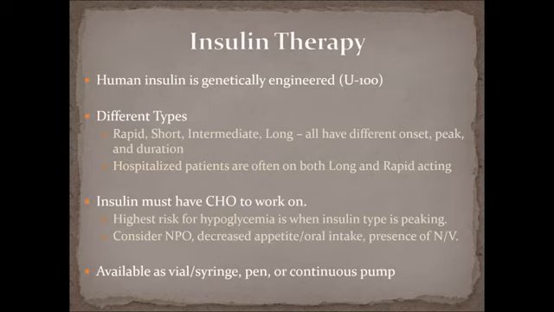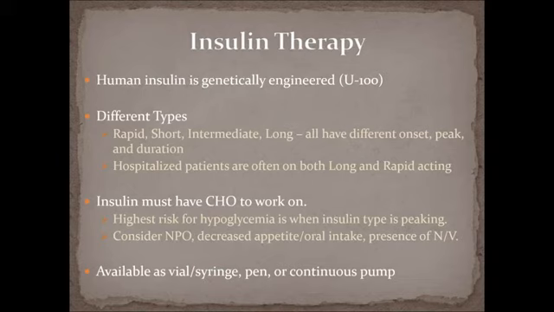Speaking of insulin, nowadays our insulin is human insulin. It's genetically engineered. And for the most part, we're going to be using U100 insulin. So if you look at the insulin vial, it'll actually say U100, which basically just means there are 100 units per milliliter of insulin in the vial.